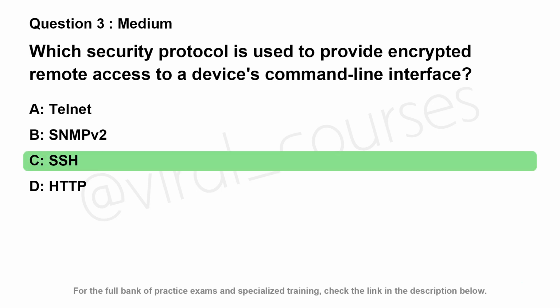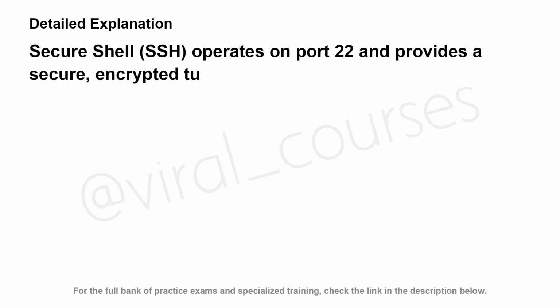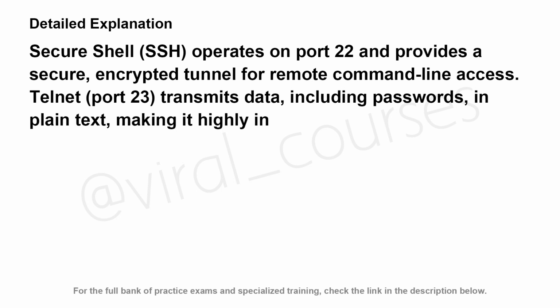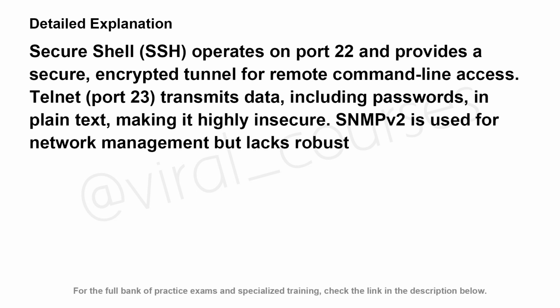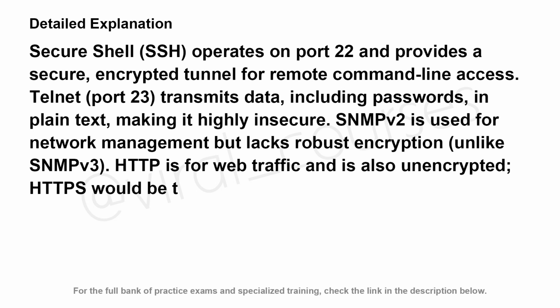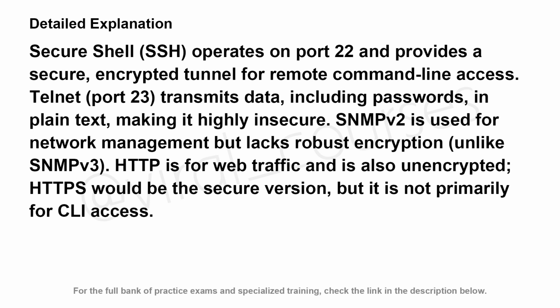The correct answer is C. Secure Shell, SSH, operates on port 22 and provides a secure, encrypted tunnel for remote command line access. Telnet, port 23, transmits data, including passwords, in plain text, making it highly insecure. SNMPv2 is used for network management but lacks robust encryption, unlike SNMPv3. HTTP is for web traffic and is also unencrypted. HTTPS would be the secure version, but it is not primarily for CLI access.